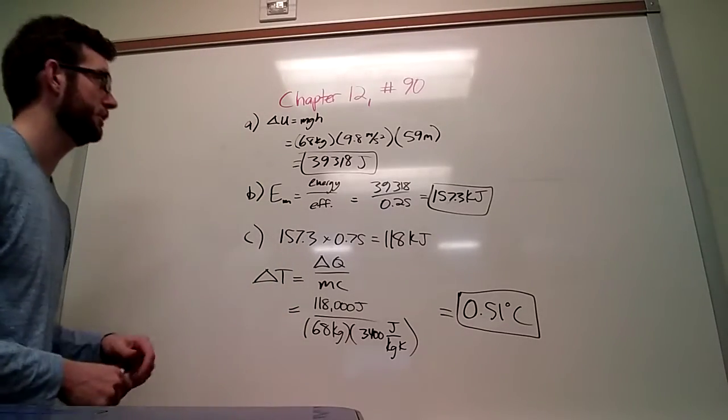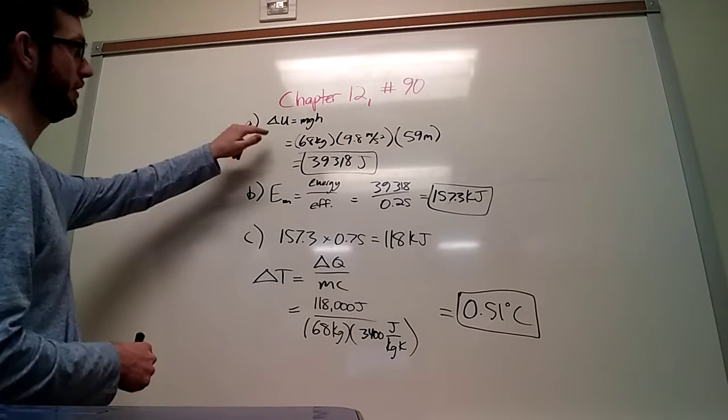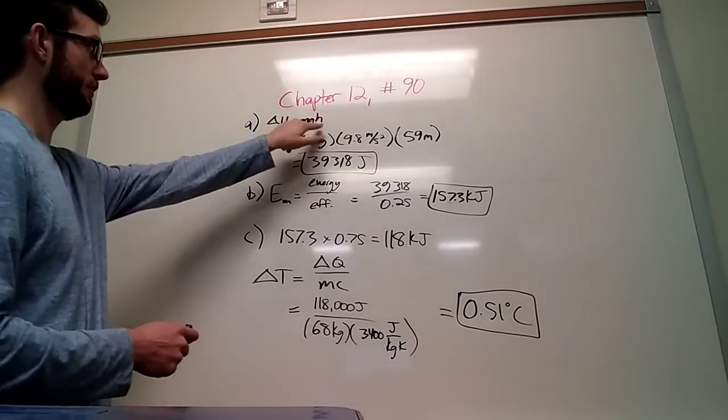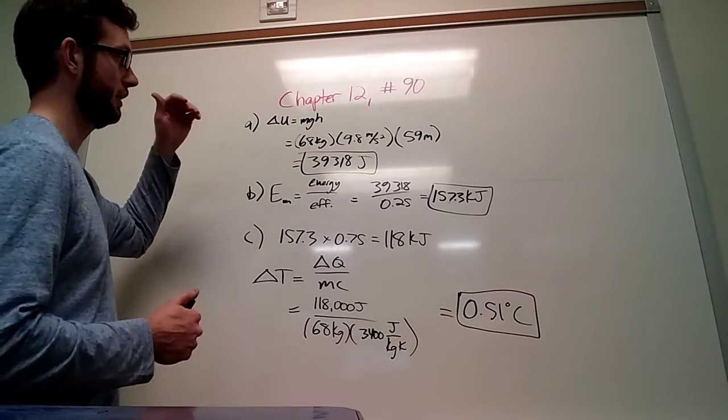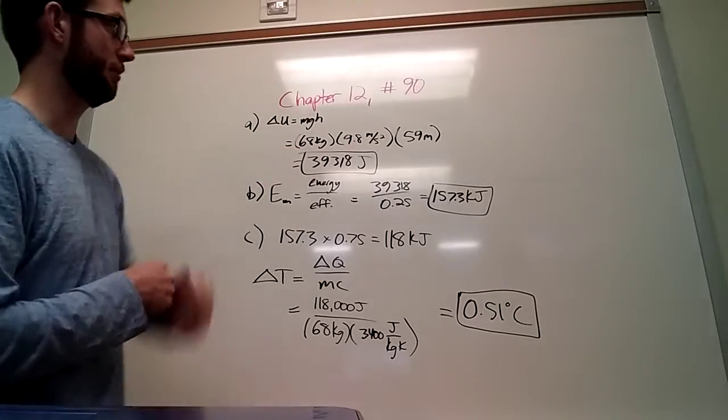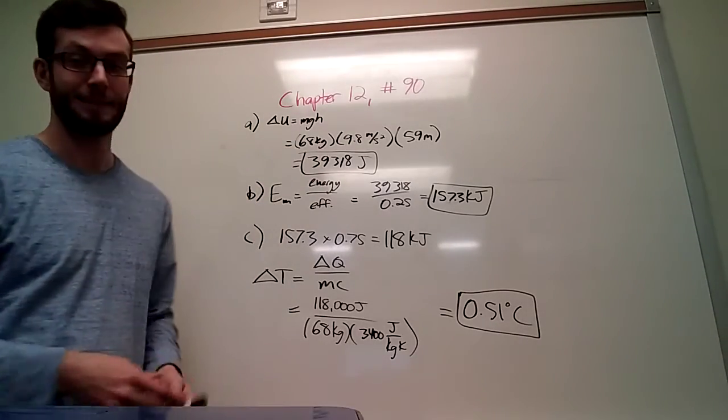Now, potential energy is derived by delta U equals mass times gravity times height. So we're given these three values, so it should be a pretty simple calculation. 68 kilograms times 9.8 meters per second squared times 59 meters, we're going to get 39,318 joules.